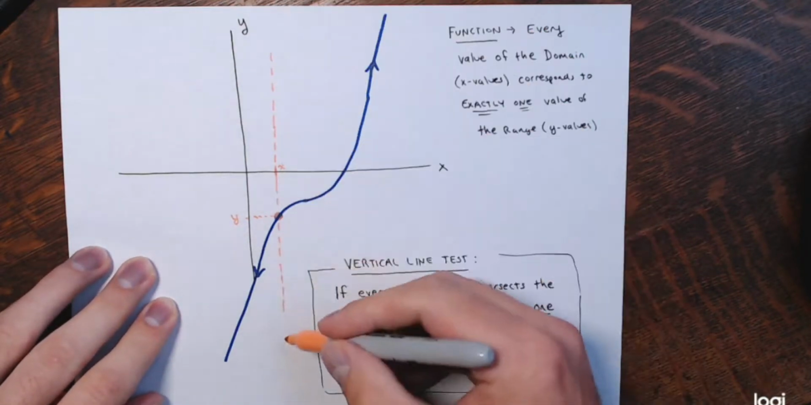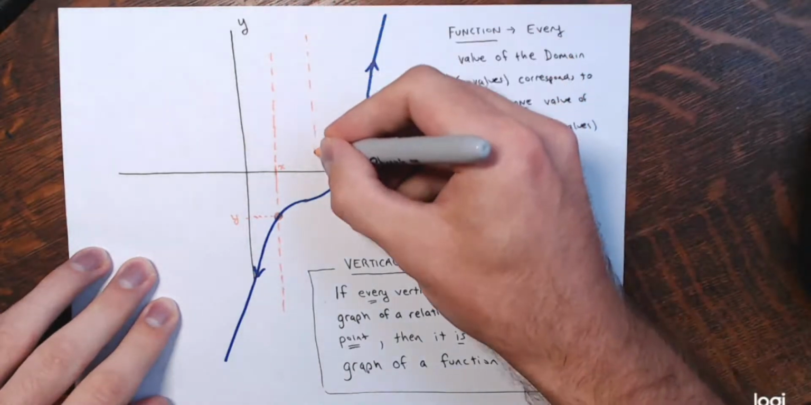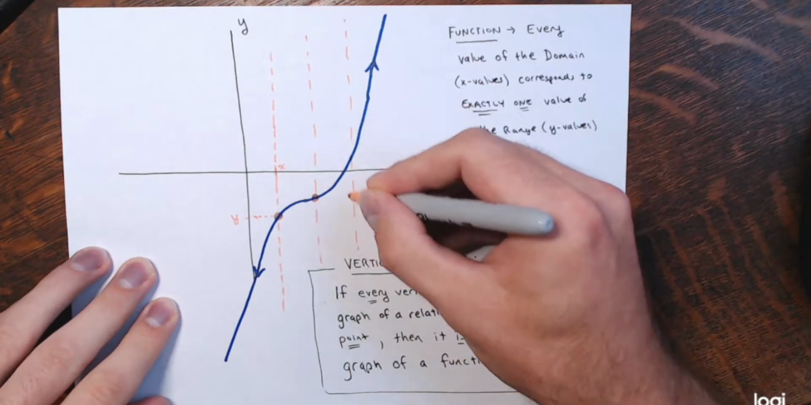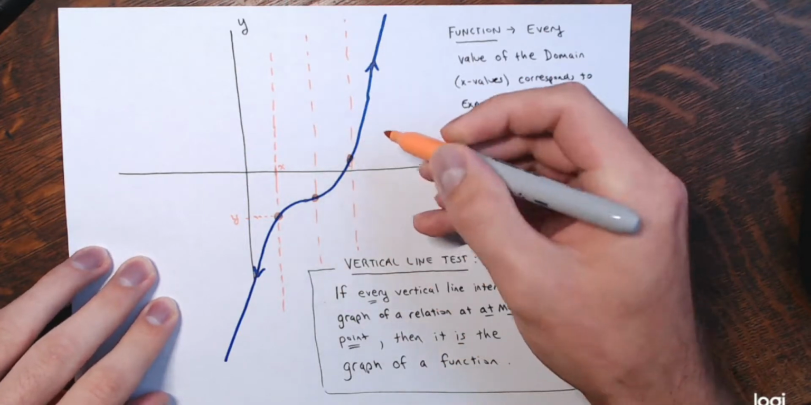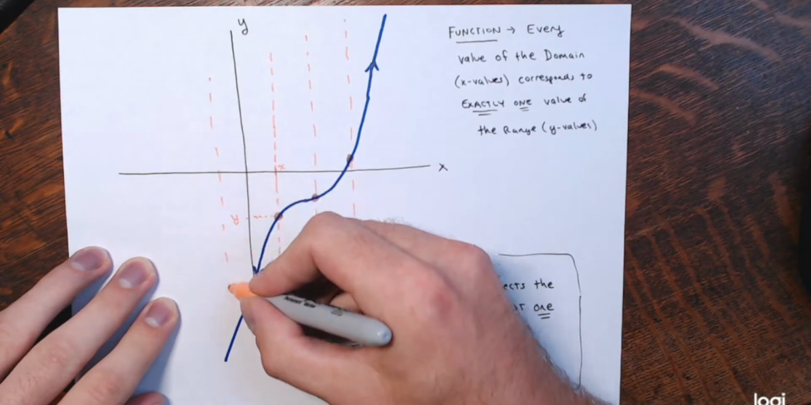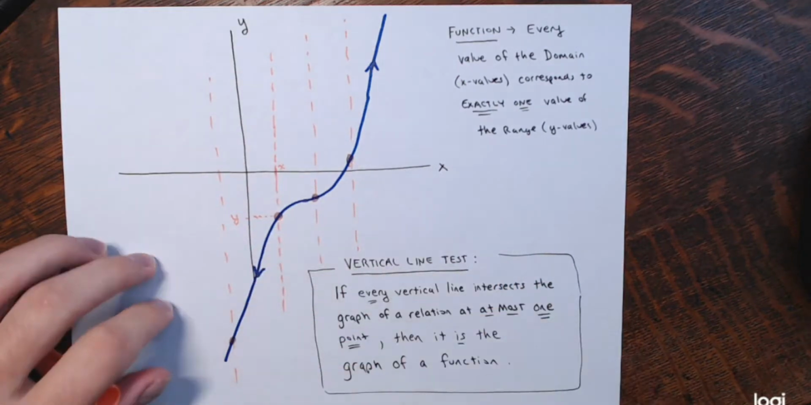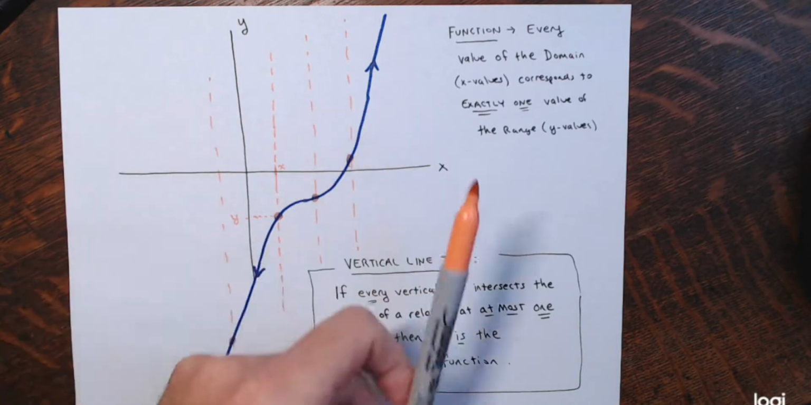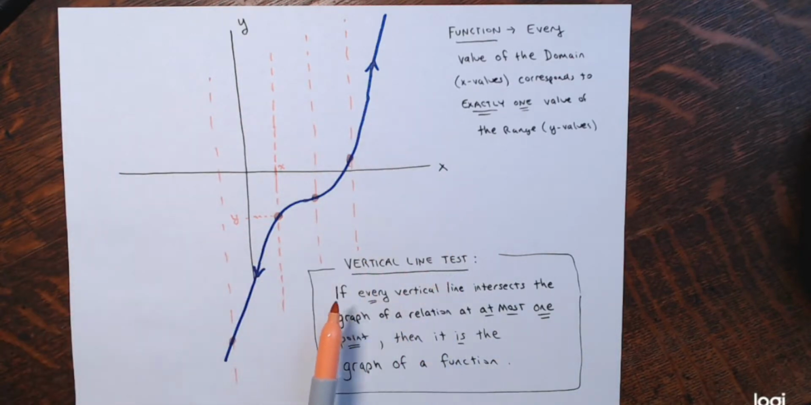So that vertical line hits the graph once, this vertical line hits the graph once, this vertical line hits the graph once, right? It looks to me, and obviously you can't draw every possible vertical line, but just by looks, that every vertical line, which I could just represent by the edge of a piece of paper here.